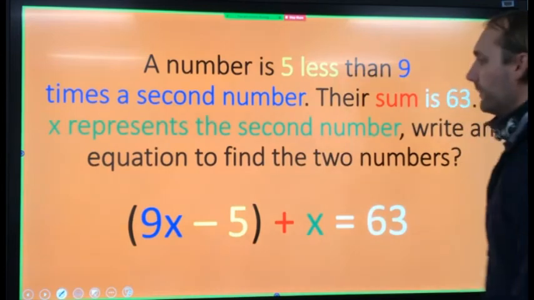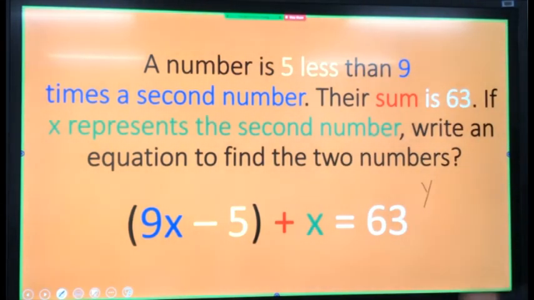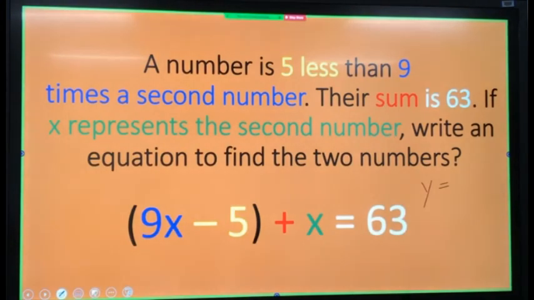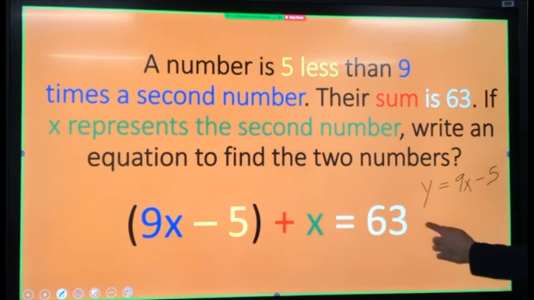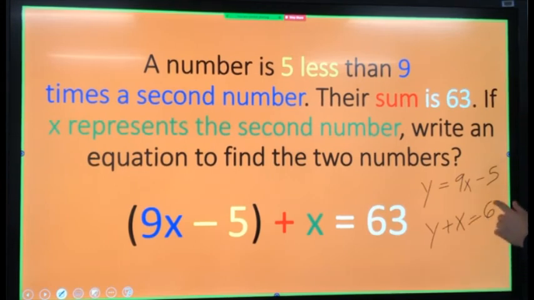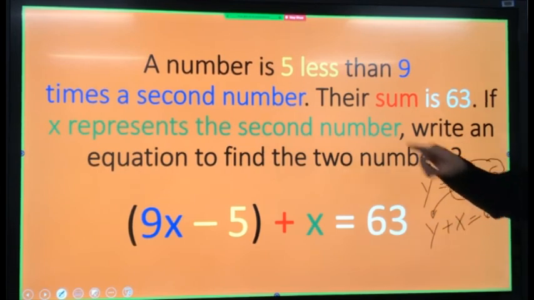A number, so let's say y, is equals 5 less than 9 times the second number. So 9 times x. There's my first equation, period. That equation is done. The sentence is done. Next, their sum, so y plus x, we're adding them together, is equals 63. Again, how do you put these two together? Substitution. Replace that in for y, and you get it. Same thing. Each sentence usually is followed by an equation, and you can usually write it out exactly how it's worded in English.